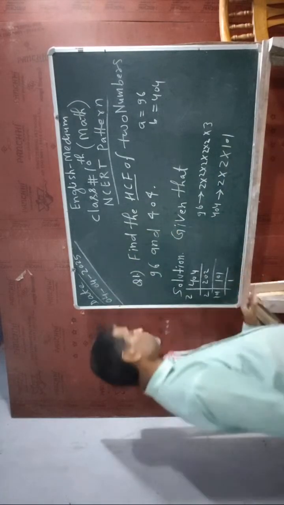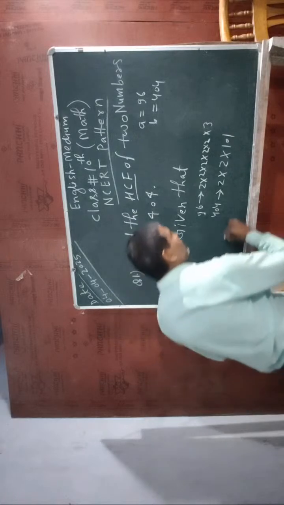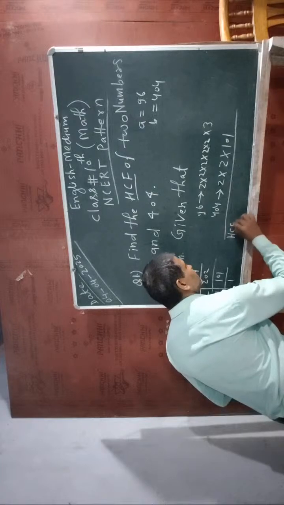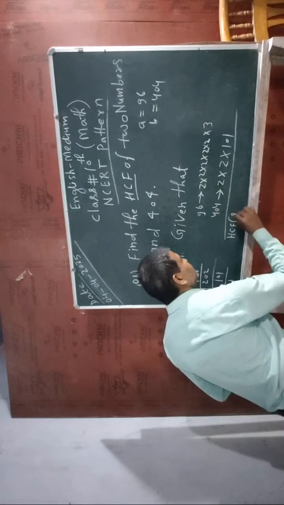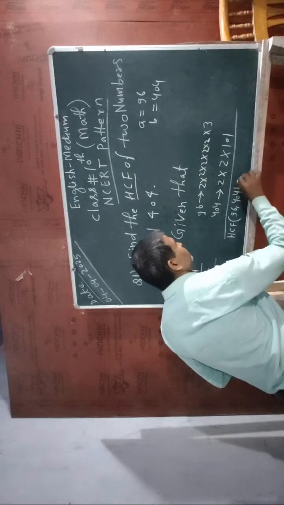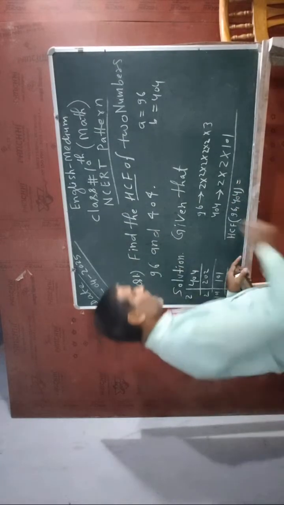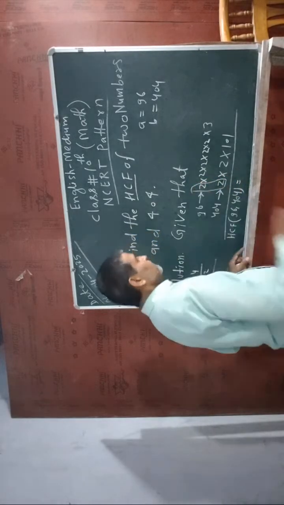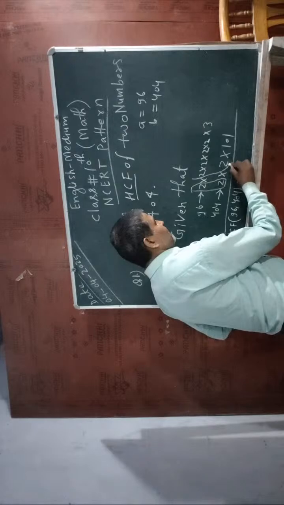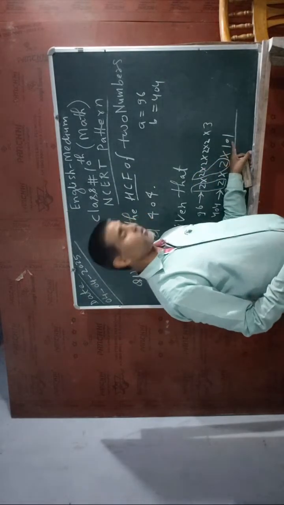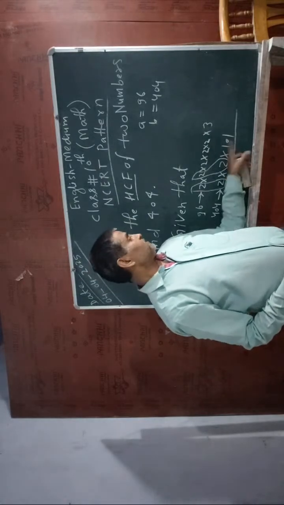So here we have to take the HCF of the two numbers. HCF of 96 comma 404: here we have to take the common factors from both. So here 2 is common. Now here 2 is again common. So here 2 is available, here 2 is not available, so I will not take this value.